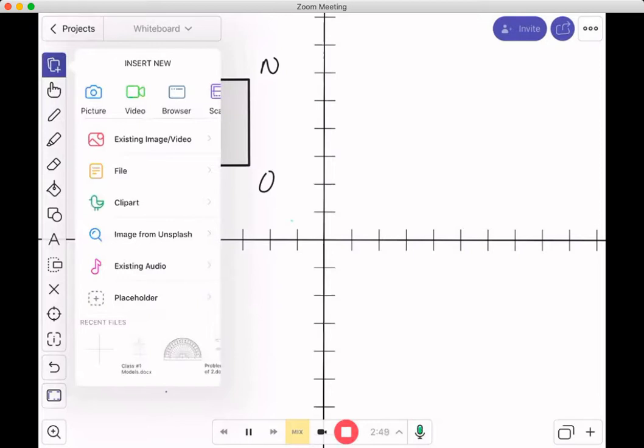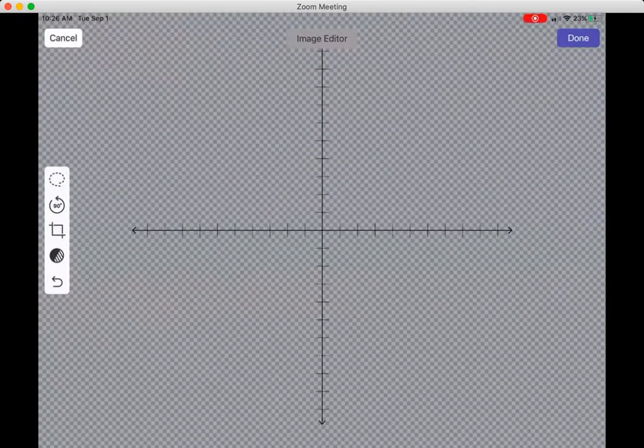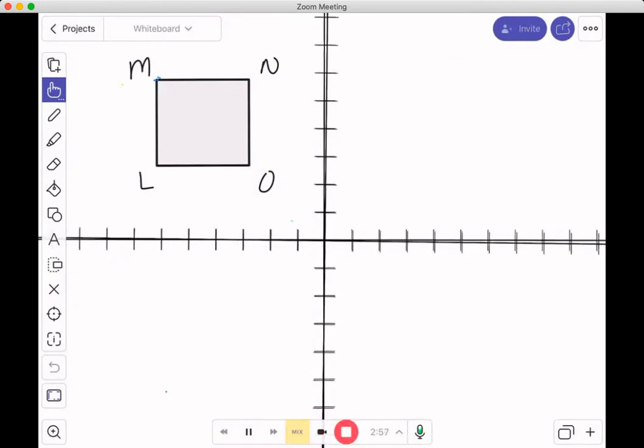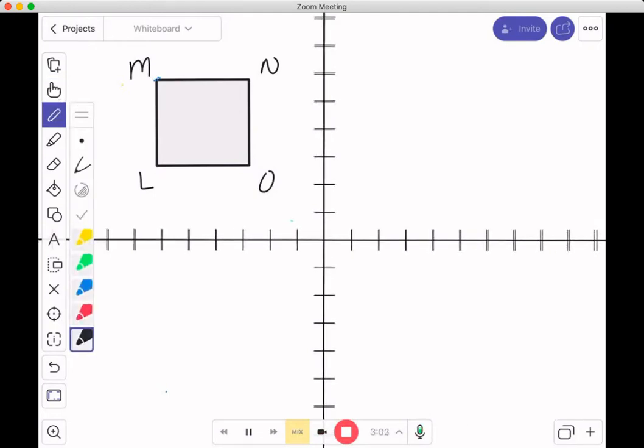If I take my tracing paper and I lay it right over my original image, you can do this at home with just a regular piece of paper and just draw dark lines. Let's say I trace over my square, and I'm going to call it L. I'm going to do it in yellow, just as perfectly as I can. L, M, N, O. Here's L, here's M, here's N, and here's O.